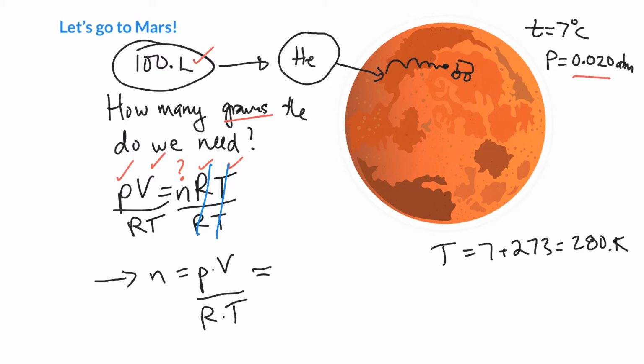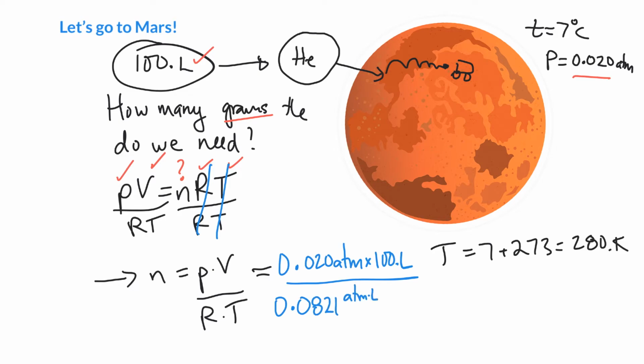So the pressure is 0.020 atmospheres. The volume we wanted was 100 liters, so that's a big balloon. Our gas constant is 0.0821, and then we've got those funky units of atmosphere liter over mole Kelvin. And we've got our temperature of 280 Kelvin.